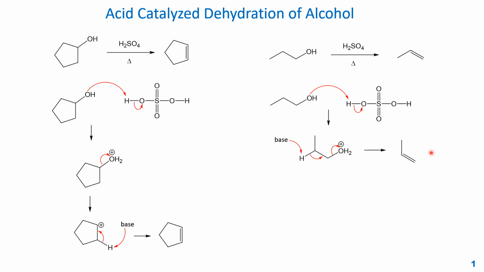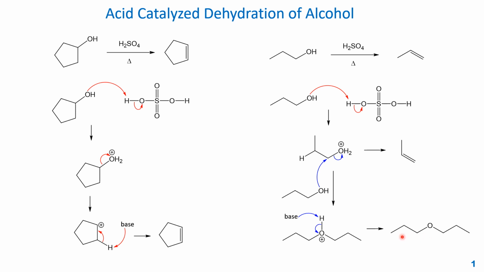For the primary alcohol, there's a side reaction that could happen: this intermediate with water as the leaving group can be attacked by another molecule of alcohol. The lone pair of the oxygen can attack this carbon and kick off the leaving group to form a protonated ether as intermediate. This proton can be removed by a base by deprotonation, and then the product will be a neutral ether. This is dipropyl ether. So that is another possible product. For this primary alcohol, you could have two products.